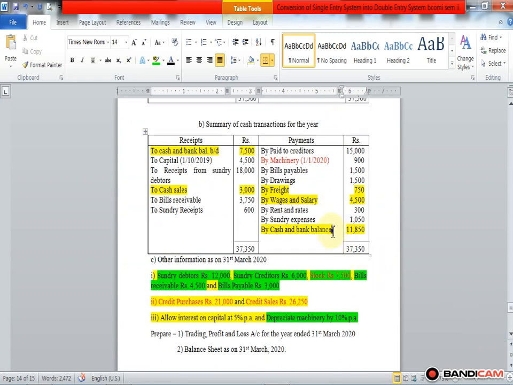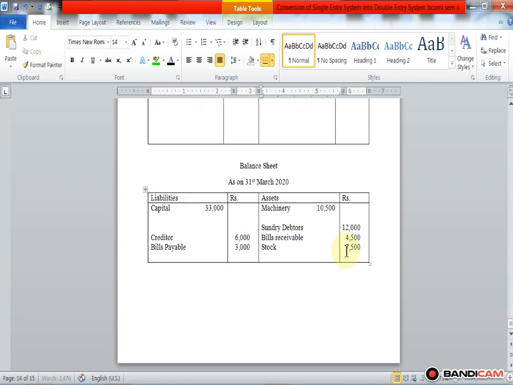So here see, this balance is known as the closing balance of cash, because it is the balancing figure. Closing balance of cash is also our asset, a current asset. So transfer this closing cash balance to the asset side of the closing balance sheet. Cash and bank balance amounted to rupees 11,850.